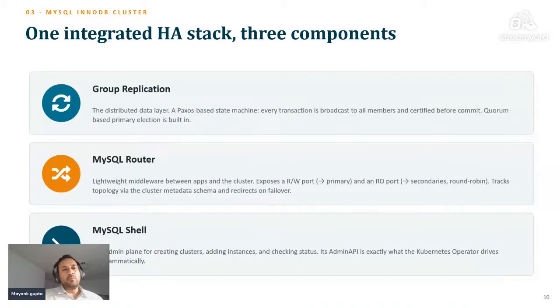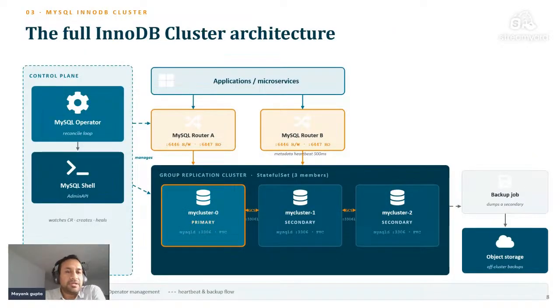Then what are the three major components of a cluster, and how does it work in the background? We have group replication. Group replication means how the replication is happening between the database nodes. The primary has all the latest information, and this is how we update the secondaries. The group replication cluster has its own database tables and its own metadata, and the operator is the one who commands everything to group replication.